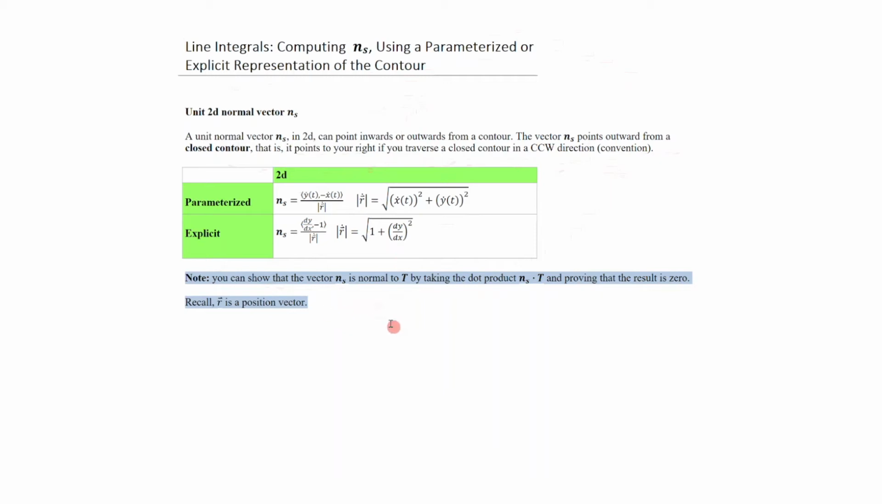Again, just as a reminder, you can show that the vector NS is normal to the tangent vector by taking the dot product NS dot T and proving that the result is 0. You can use the results from the last slide and this slide just to convince yourself that the expressions that you see here are correct. Again, just recall that R hat, or R with the arrow, is a position vector.